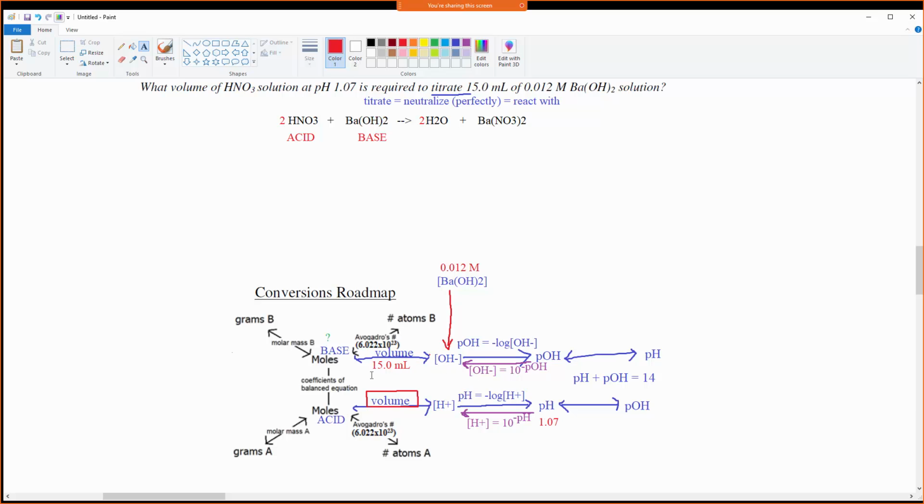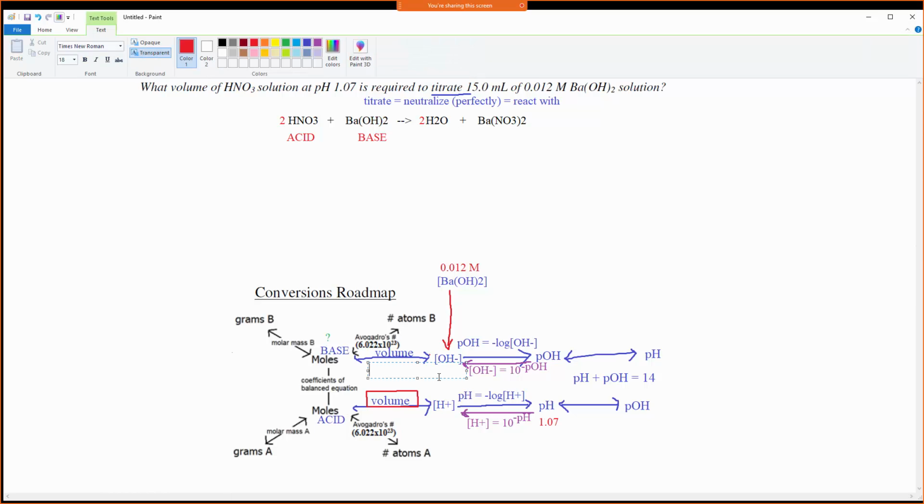Sarah says, I'm not gonna bother with this milliliter garbage. I'm just gonna convert that straight to liters and have it done with. I think that's a great idea. Divide that by 1,000 and you have the liters.